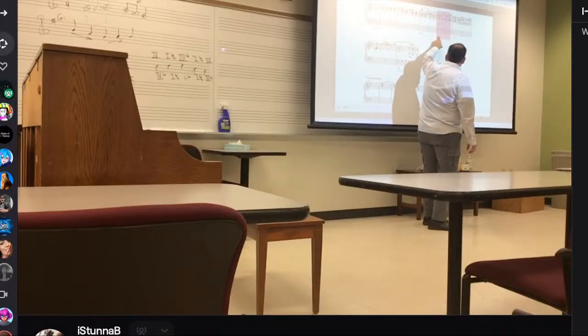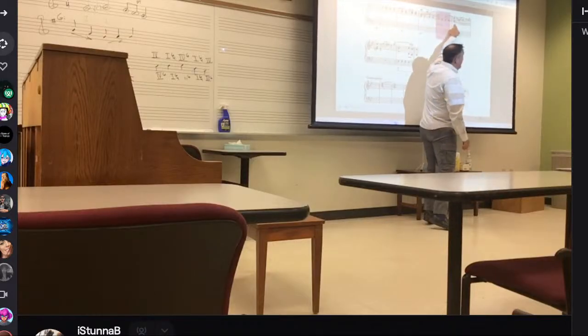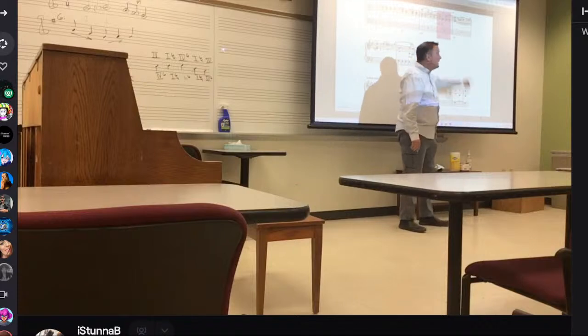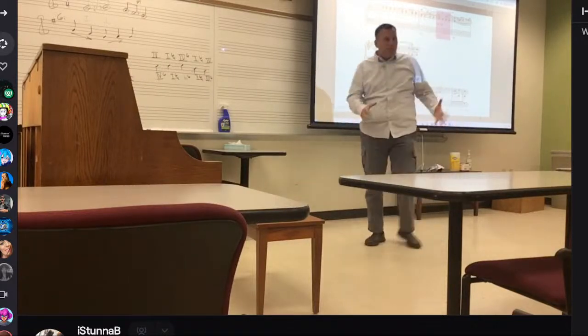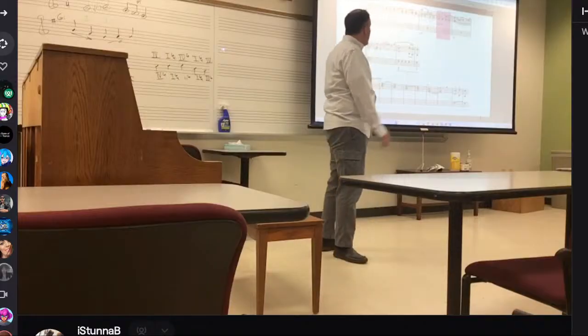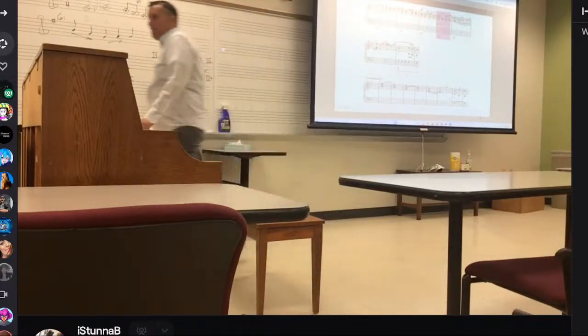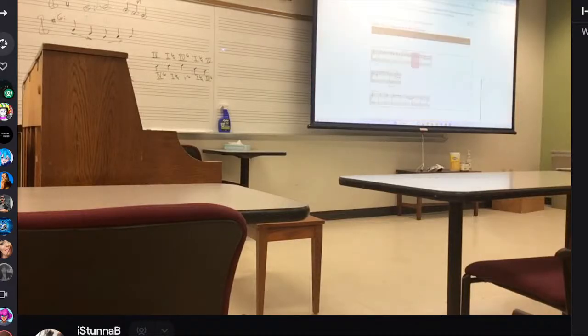And now I'm looking, could it be pedal? We haven't talked about pedal, but it won't be pedal because I see that the bass notes are moving by step. And the 6, 4 is in between. So if you see bass notes moving by step, you have a passing 6, 4. All right, questions about a passing 6, 4 chord?